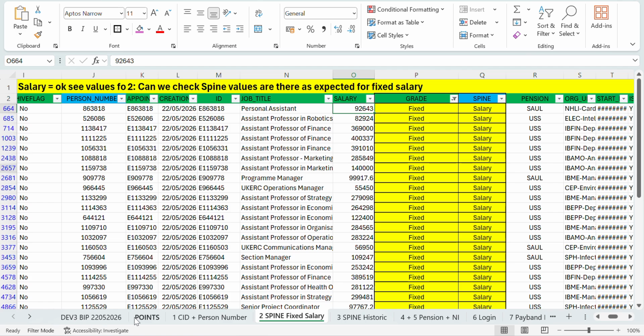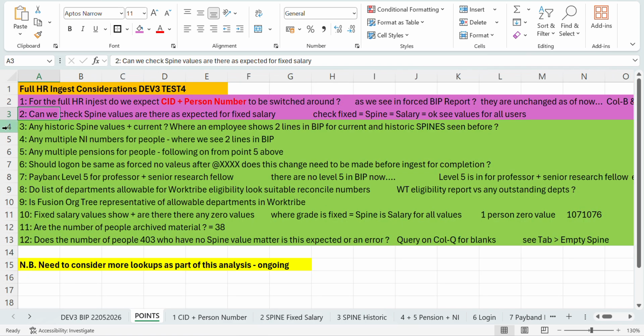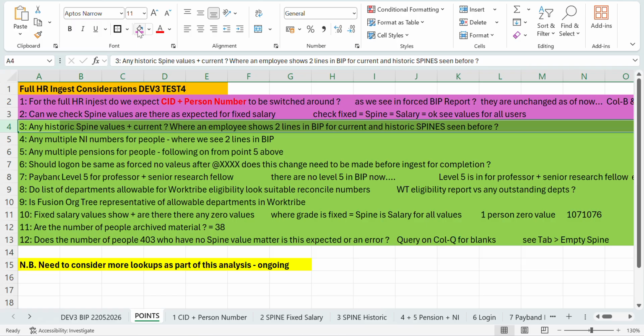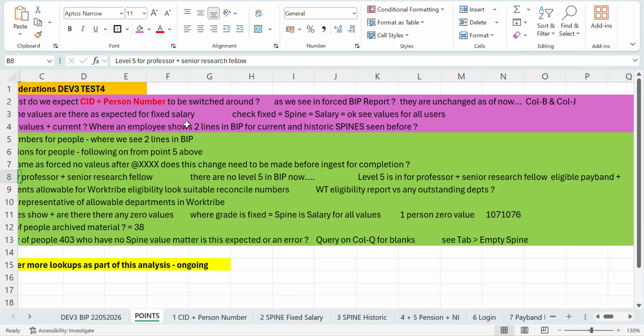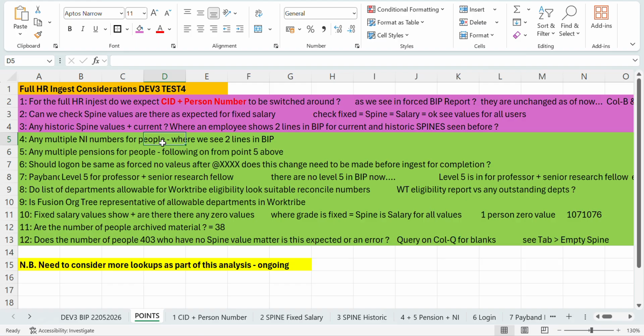Okay, let's go back over to our points. Now let's look at point number 3 here. Do we have any historic spine values and current spine values for any employee? So an employee might show 2 lines in the BIP report, and that's because we've seen that before. So we just want to make sure, by way of a pre-validation, that we don't see it in this instance.